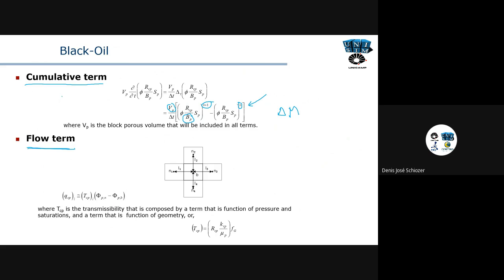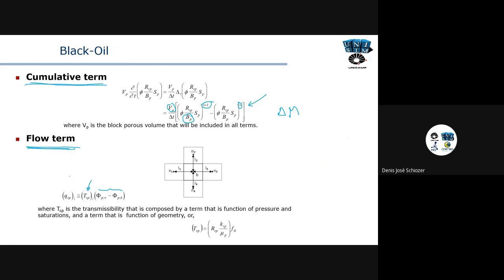This is the cumulative term. This is the flow term, which is the flow that we have from the neighbors. So again, we have the difference in potential here, which has the index of the phase p. And here are the neighbor blocks, which we call here N1, N2, N3, N4 for this example. And here is the block we are talking about. And here is the transmissibility of the phase and of the component in the phase.